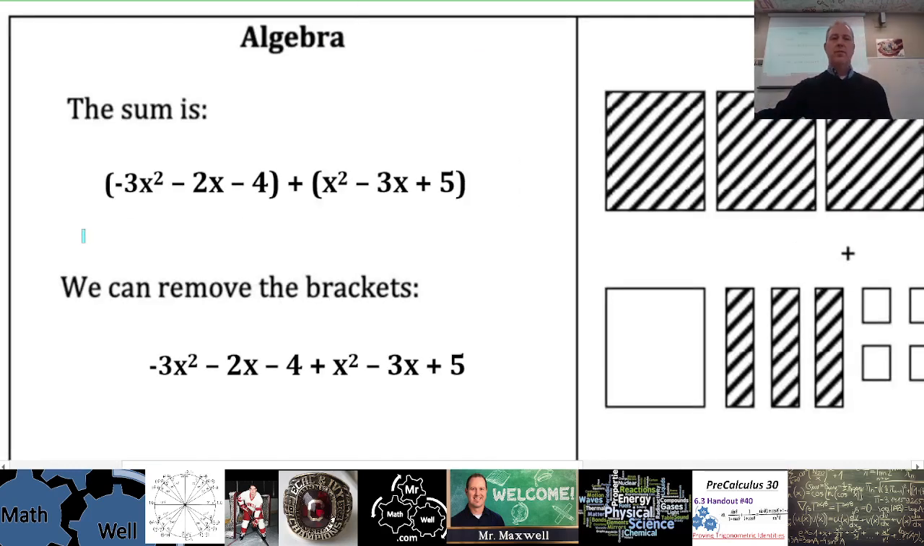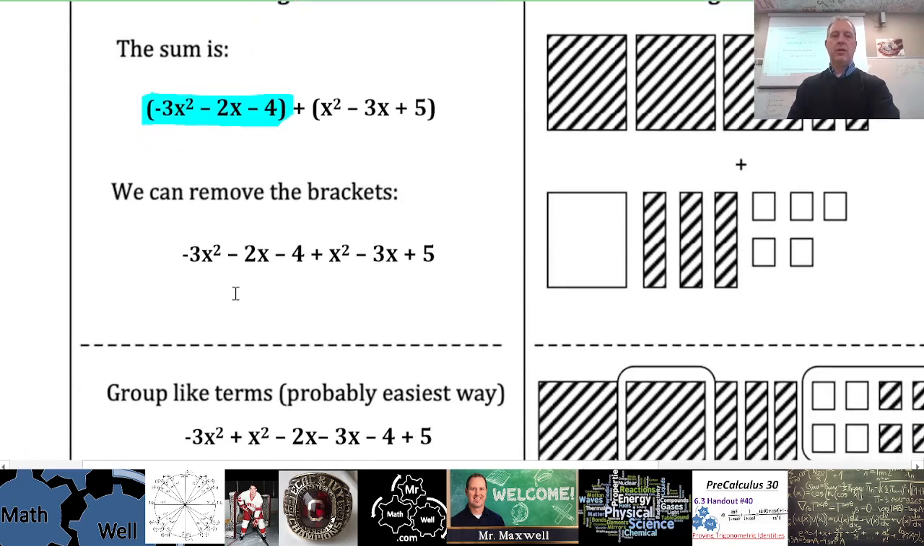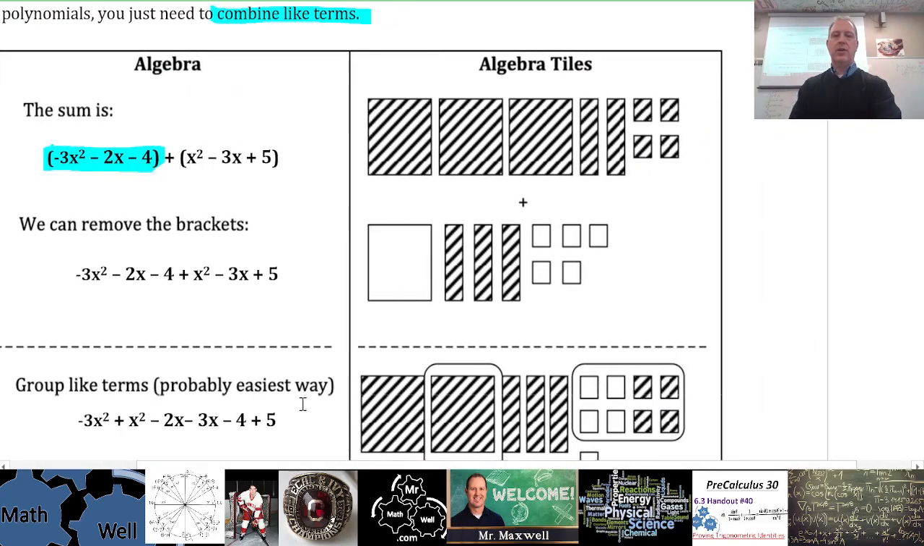So negative 3x squared minus 2x minus 4. That's our first polynomial. Over on the right, that expression is represented by the algebra tiles over here. So I have 3 negative x squareds right here. I have 2 negative x's right here. And I have 4 negative 1's. Okay, so negative 4. So the algebra tiles on the right correspond with this first expression on the left.